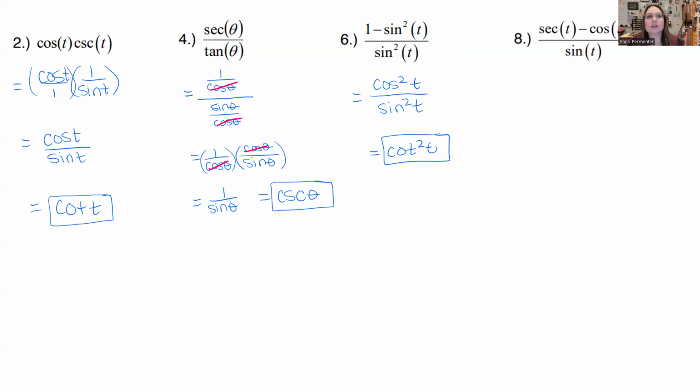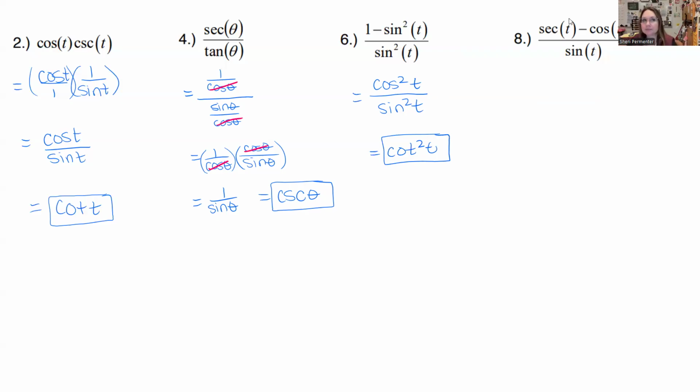So I simplified it down to one term, no fractions. Anytime you see a 1 plus or minus something squared, go check that chart. Question number 8. We're going to have a couple more steps.